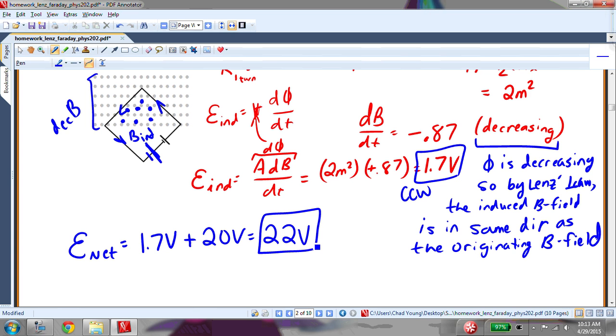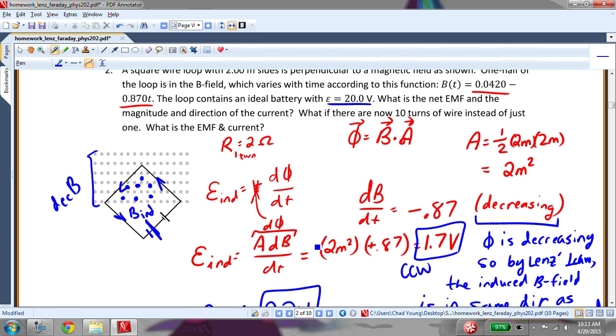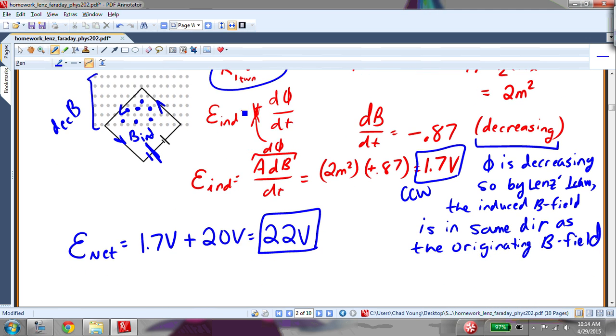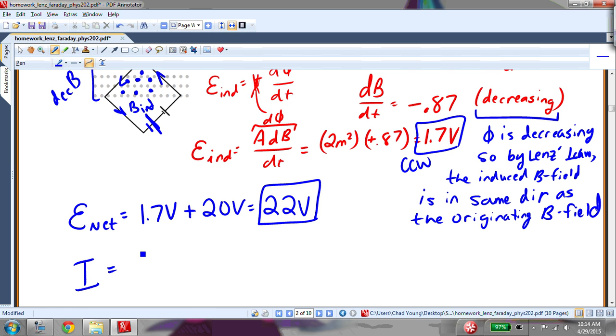So that's the first part of the question. What is the net EMF? That's 22 volts. Now let's find the magnitude and direction of the current. As I said, we're just going to pick one turn is 2 ohms, let's say. That means that the current is the EMF over the resistance. That's going to be 22 volts over the resistance, which is 2 ohms, or 11 amps. So that's my current in this wire. I have part of the current that's induced by the changing magnetic field and part of the current that's just caused by the battery that's operating in the circuit.